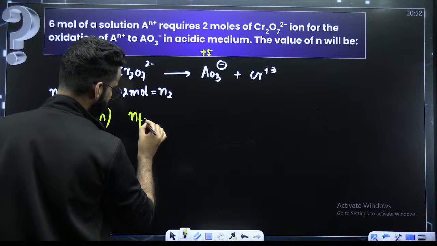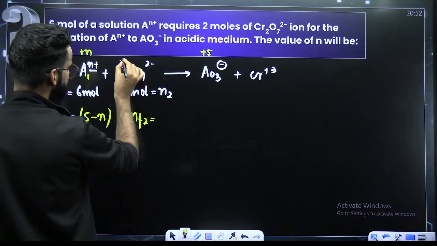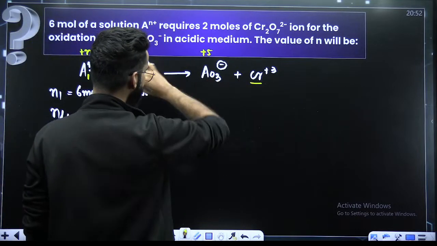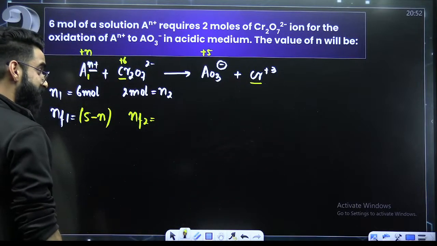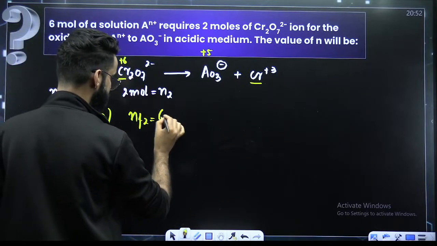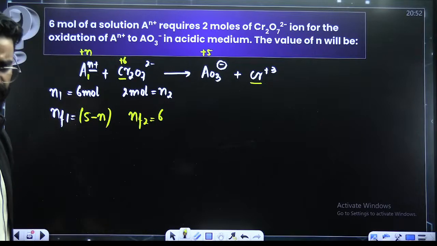Now, what about the N factor of this Cr2O7 2-? This is +6 here, and this is +3 here. +6 to +3, the change is 3. 3 is the change for one atom. I have 2, so 3 times 2 is 6. Okay, I got their N factors.